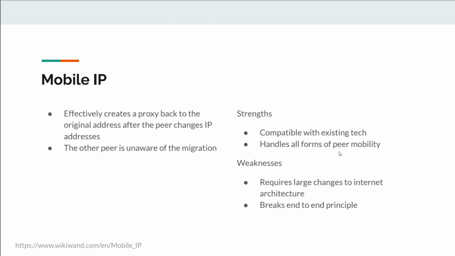This is nice because it's compatible with existing technology. It handles all forms of peer mobility. So if both peers are moving, they can just both use their home router addresses and just route back, and neither of them will know. But you don't really have a way of addressing these peers in the first place. This requires large changes to the internet architecture, but a lot of those have already been done, as this is coming to mobile phones quite soon, or already has in some cases. And it does break the end-to-end principle.